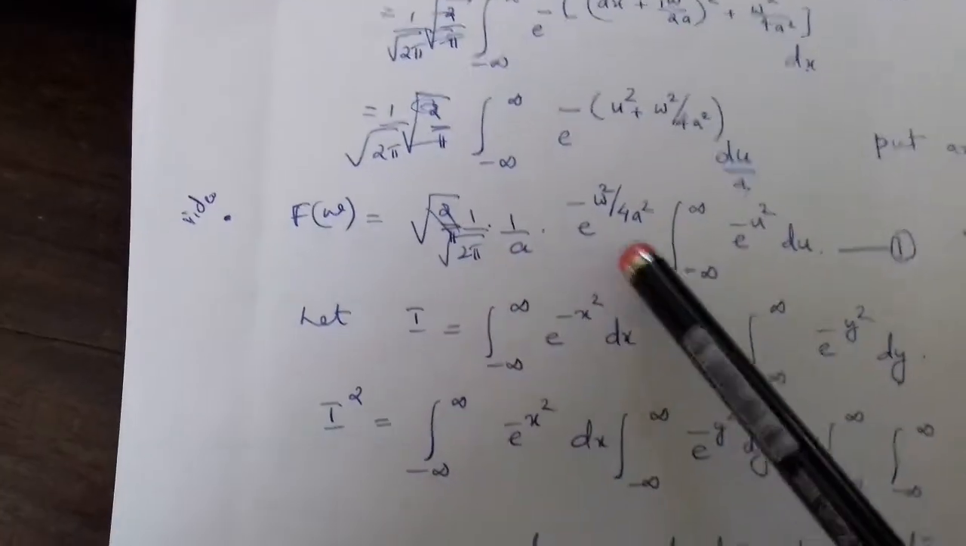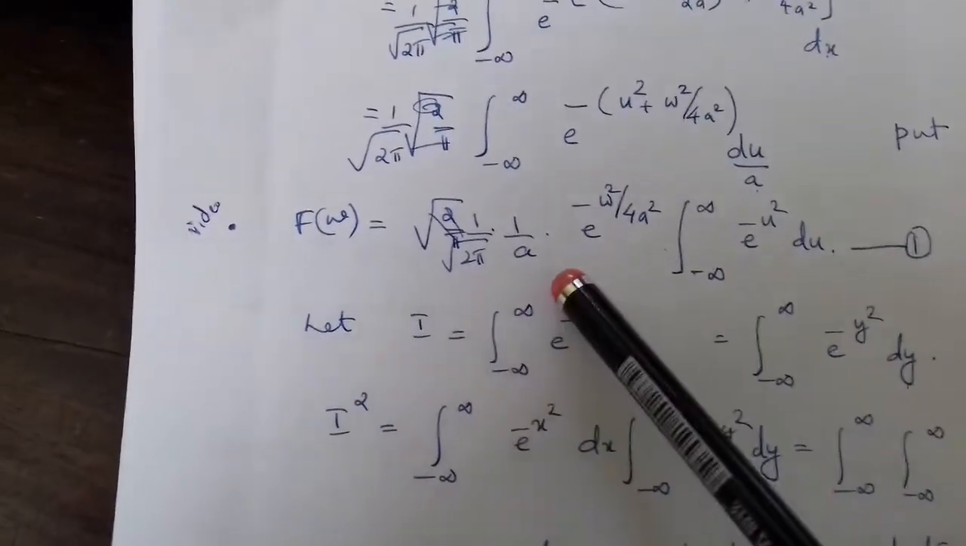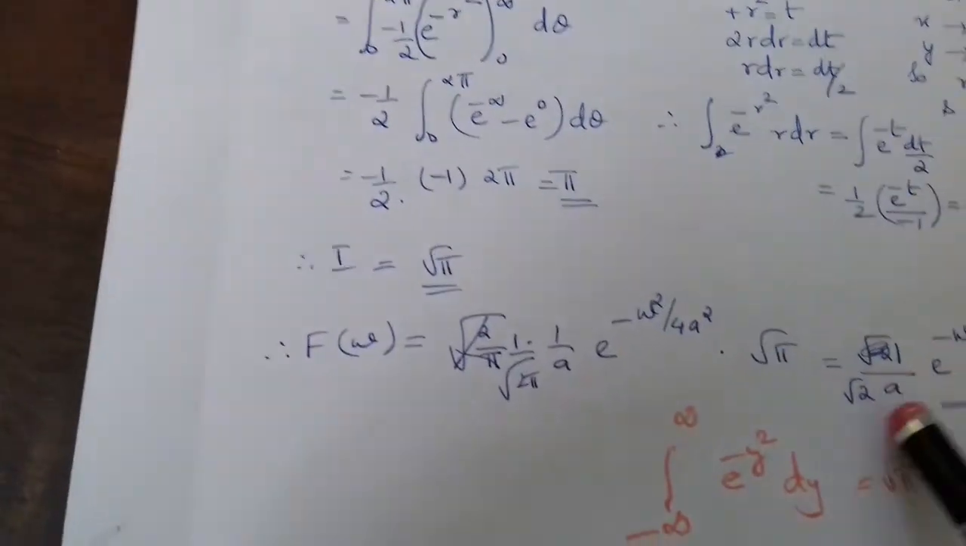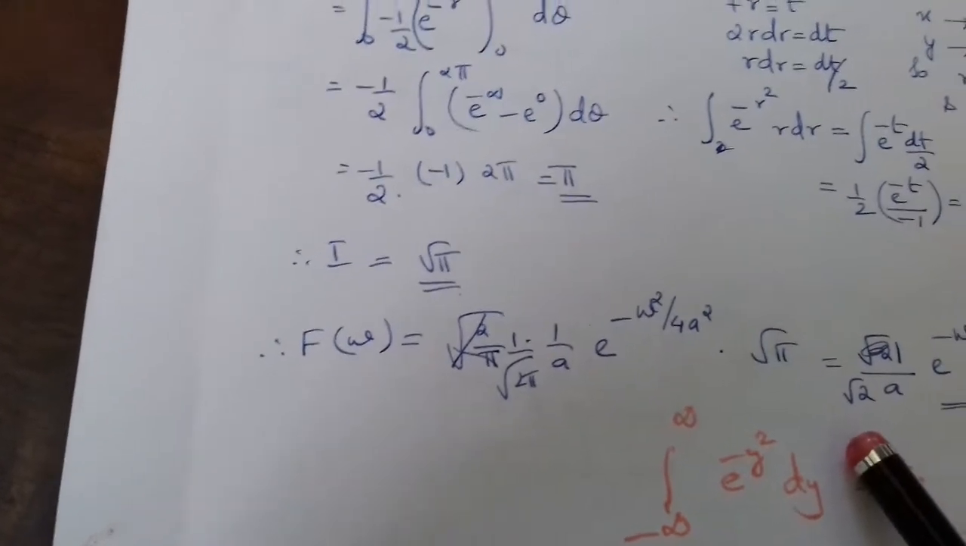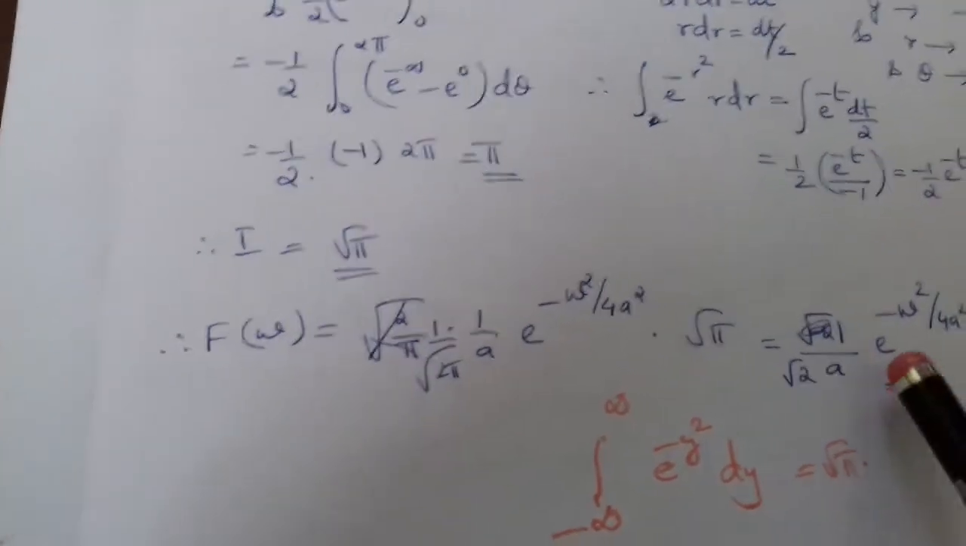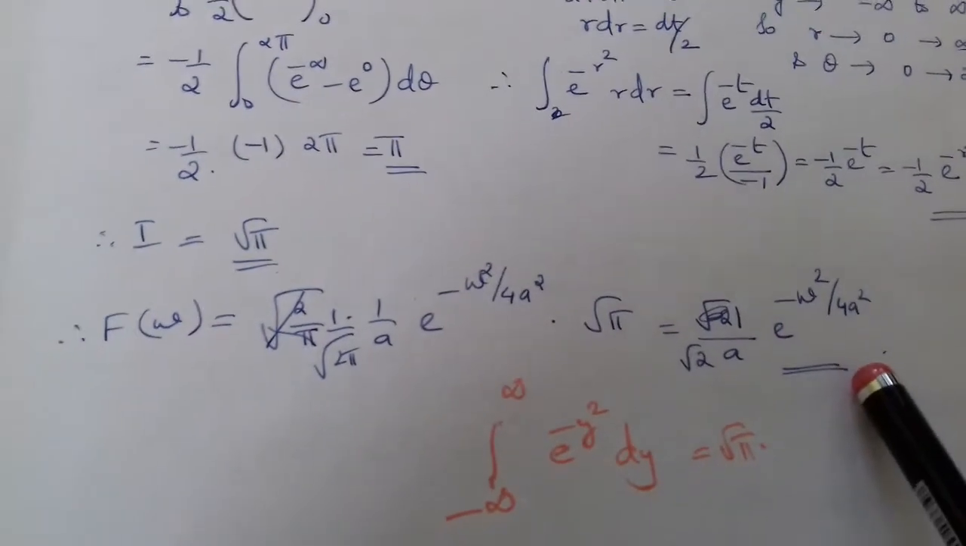So F of omega, we have stopped here, equation number 1. F of omega is 1 by root of 2 pi times e raised to minus omega square by 4a square, and the integral is root pi. So we get 1 by root 2a e raised to minus omega square by 4a square. This is the integral value.